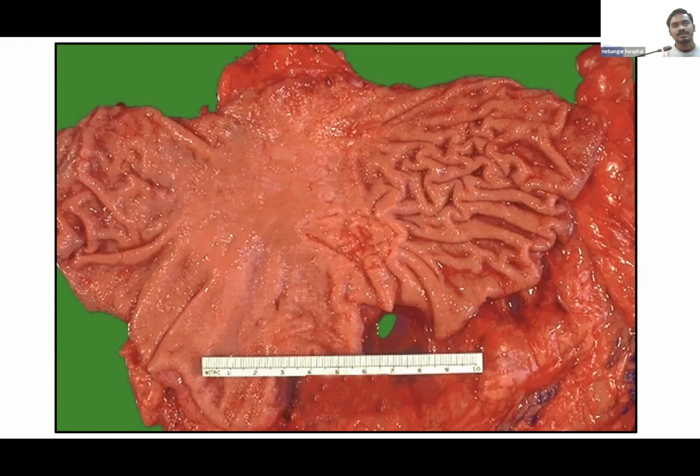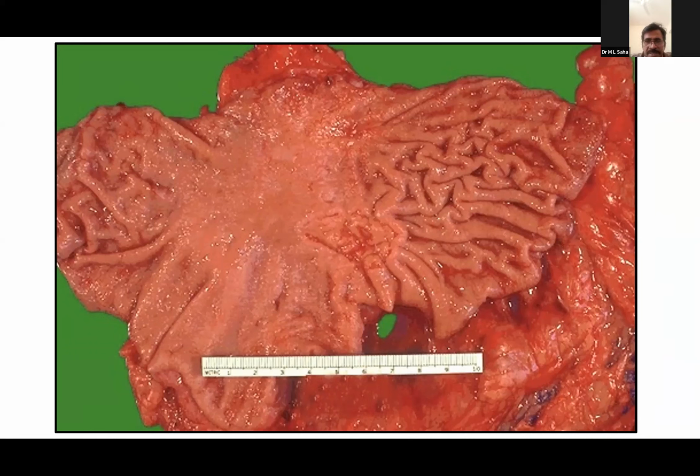Site, size, shape of the ulcer, then surrounding structures involved. There can be no site, size, shape. CT scan. I'm talking about CT scan. That is generally for all ulcers. But specifically in the CT scan, you are given a plate of a CT scan in a patient of CA stomach. What are the things that you're going to look for?